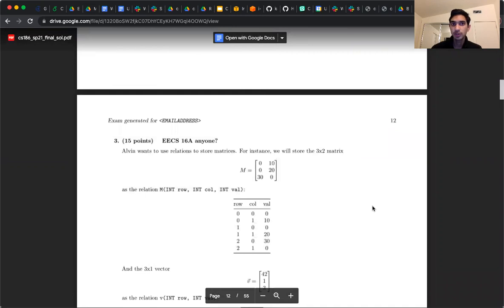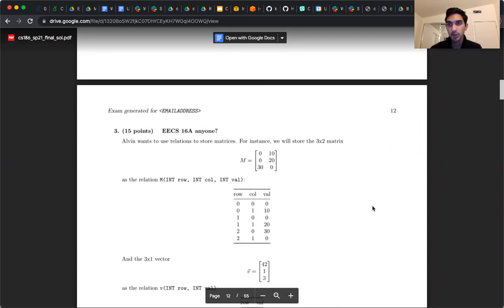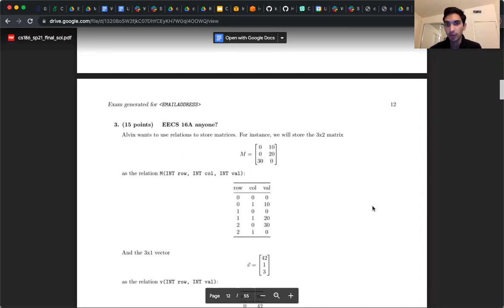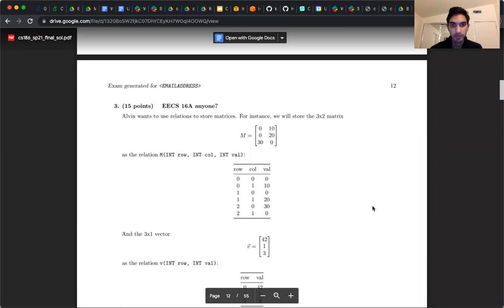So now we'll go over question 3 on CS 186 Spring 2021 final. This question is about matrix, vector, and matrix multiplication. I believe it looks more daunting than it actually is, so hopefully going over the solutions will help clear things up.